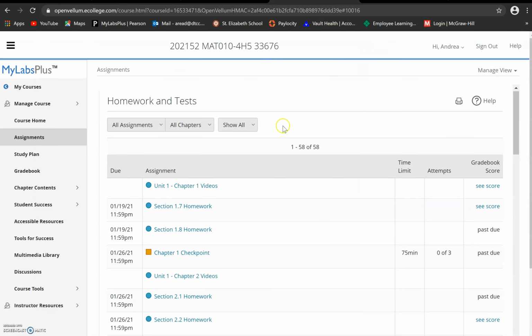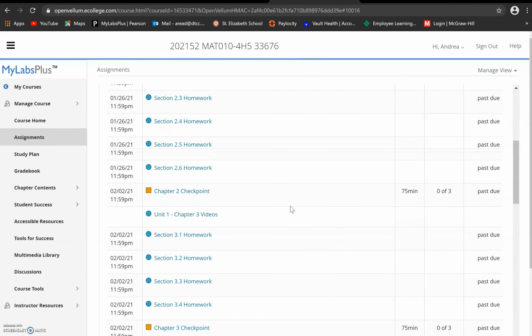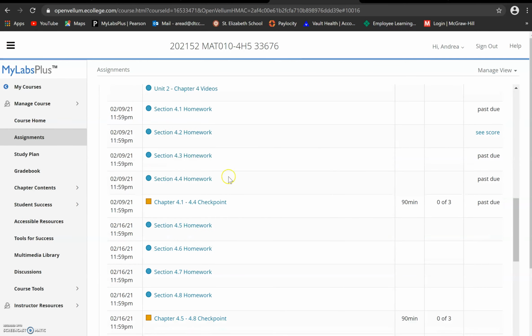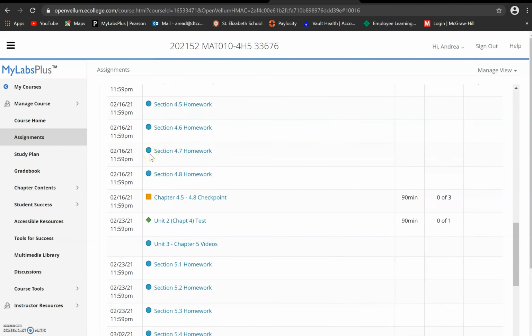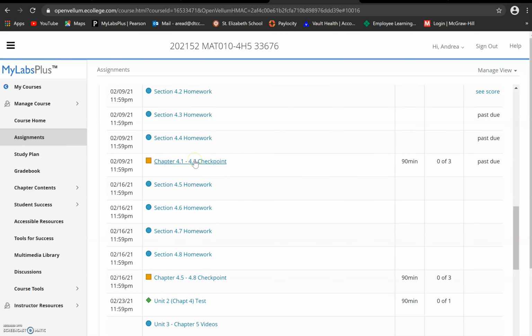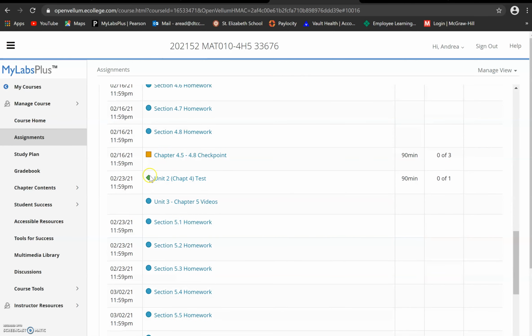The other thing that I did that I want to announce is I went into MyLabs Plus, and if you notice, going down all through your chapter 4 material, and here's these orange squares, or the checkpoints, the quizzes, and then we have our green diamond, which is our test. So make sure you complete this quiz and this test, and you can see I have deadlines attached to those.